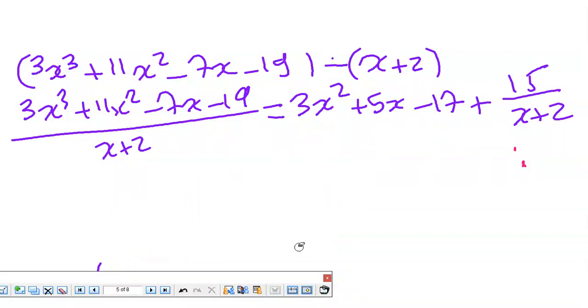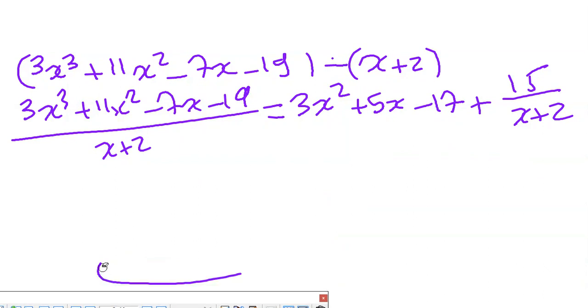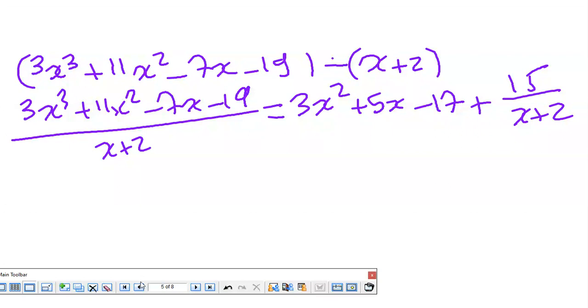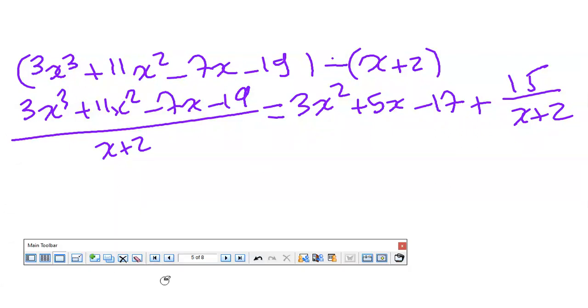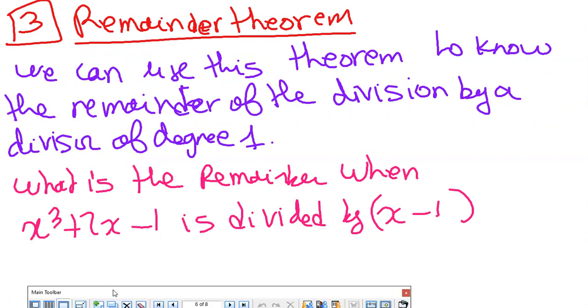And when the remainder in the synthetic division is not equal to 0, it means x plus 2 is not a factor. So it means I cannot use it to factorize the expression. I will explain what I'm saying. Okay, that's it. Now, the remainder theorem.